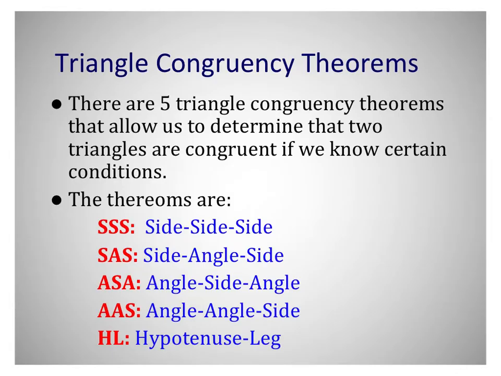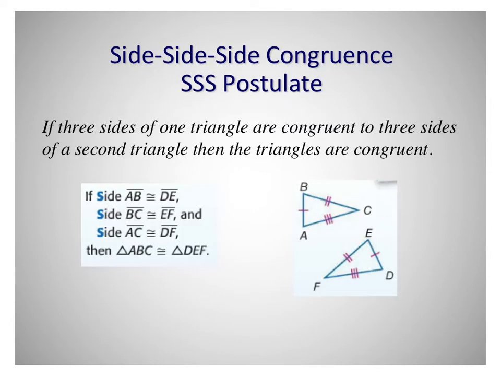Okay, so there are 5 different triangle congruency theorems that are going to allow us to determine if triangles are congruent. And they are side, side, side; side, angle, side; angle, side, angle; angle, angle, side; and hypotenuse leg. So in red is the abbreviated way that we write those. We don't have to write side, side, side every time. We would write SSS. So let's go ahead and talk about what these 5 different theorems mean.